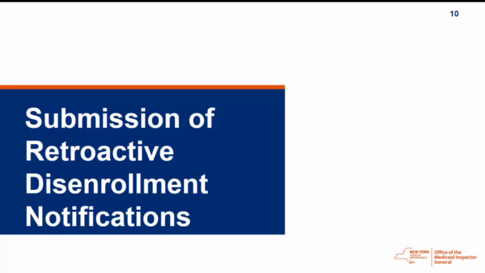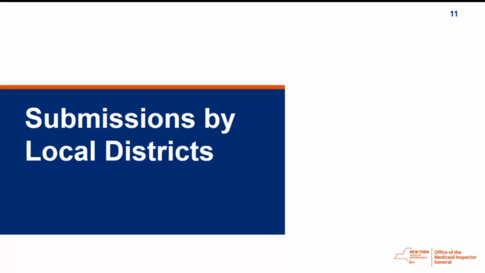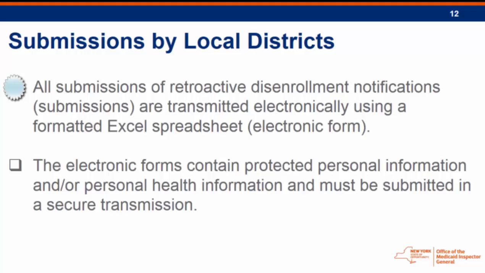This section covers the current process for submission of retroactive disenrollment notifications. First, submissions by local districts. All submissions of retroactive disenrollment notifications are transmitted electronically using a formatted Excel spreadsheet or electronic form. The electronic forms contain protected personal information and/or personal health information and must be submitted in a secure transmission. It is important to remember that a secure method must be used anytime the electronic form is transmitted.